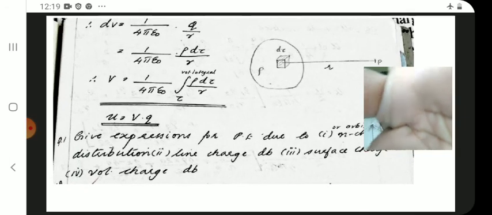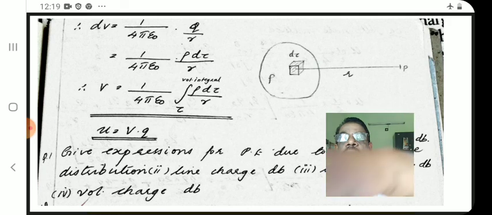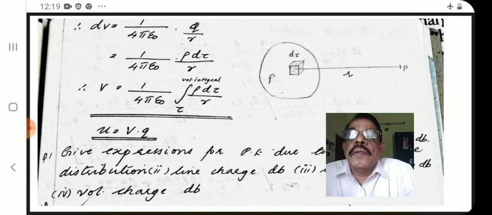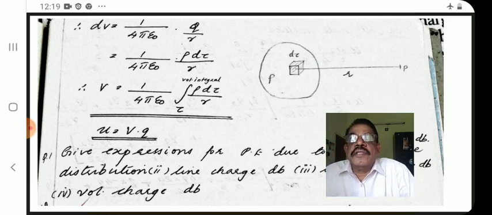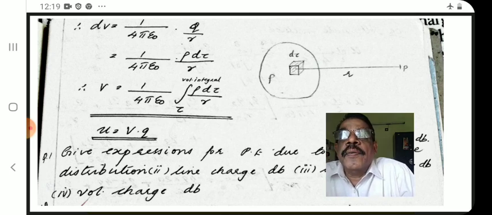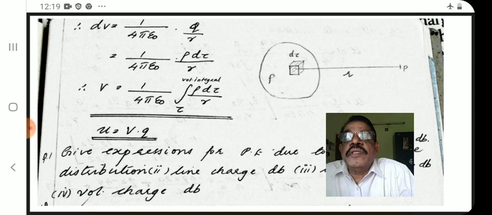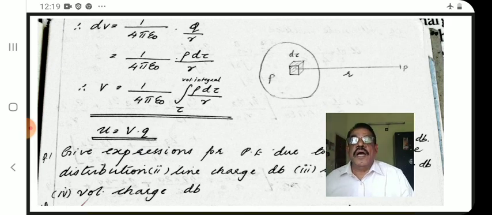Therefore, the element is shown in the figure. There is a volume element, and we take a small volume element dV. Rho is the charge per unit volume. P is a point at a distance r from the element.